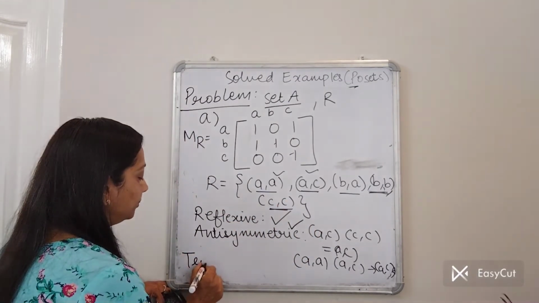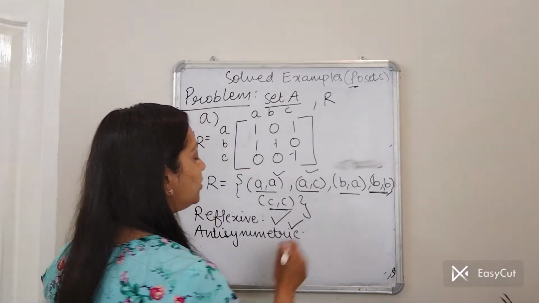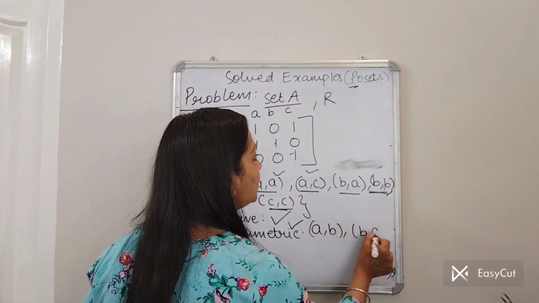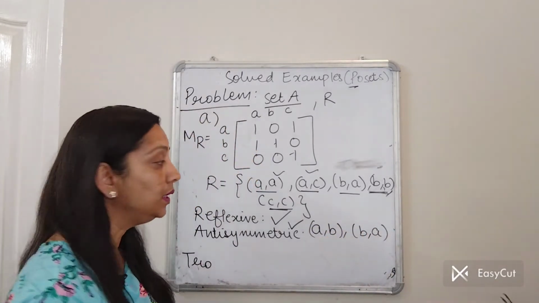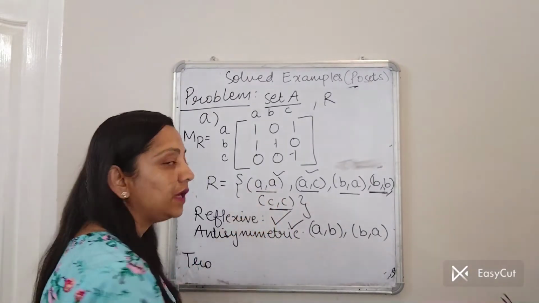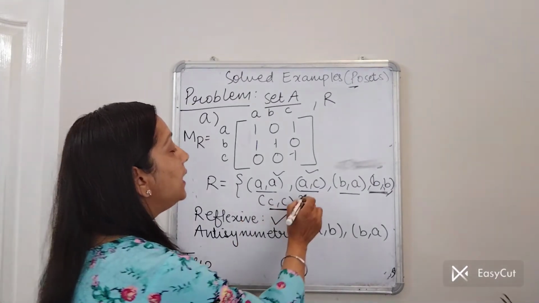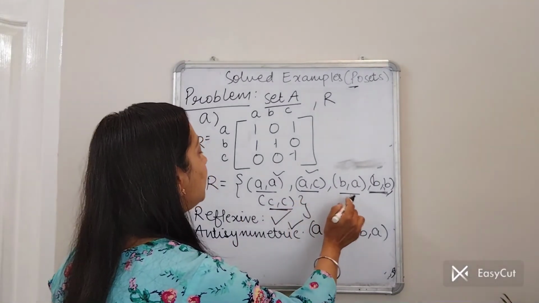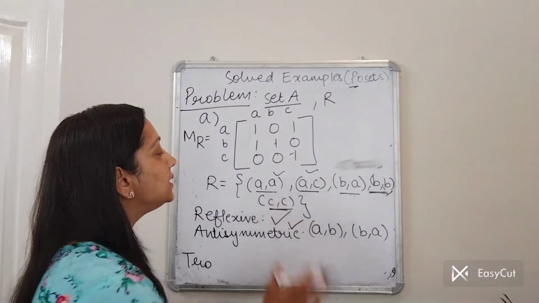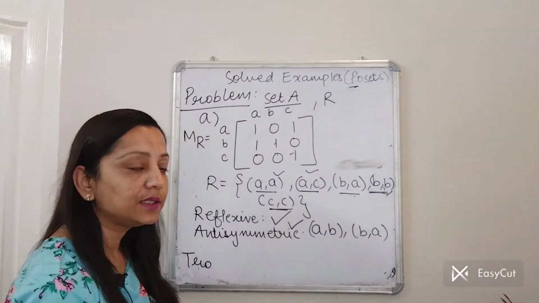Now let's see. I'm really sorry. To be antisymmetric, if AB exists, then BA must not exist unless A equals B. So here I can see that AA exists and that reverse of AA is obviously AA, but here A is equal to B, or A is equal to A. Then if BA exists, then AB must not exist, which is not existing here. If AC exists, then CA must not exist, which is not existing here. So I can say it is antisymmetric.